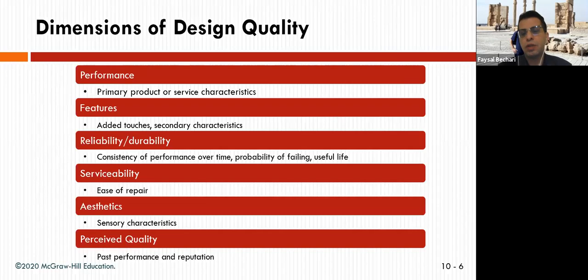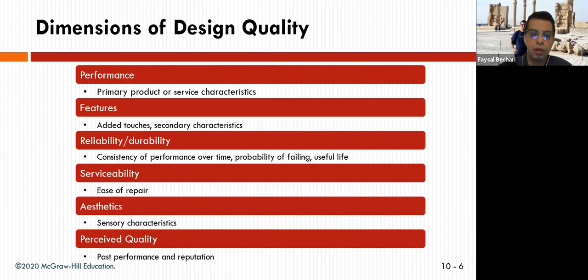Now, dimensions of design quality. First of all, you look at the performance, the primary product or service characteristic. What kind of characteristics is it supposed to have? Then you look at the features, which are added touches, secondary characteristics. So you look at the main characteristic it is supposed to deliver, and then the added characteristics that support it. Then the quality: how reliable and durable is it? So over time, are they doing the same level of quality, or does it go down and up?